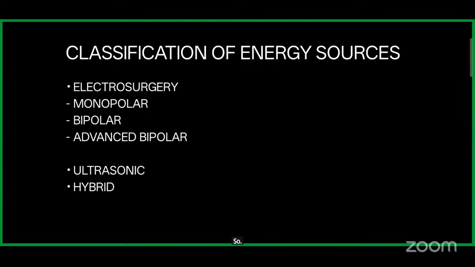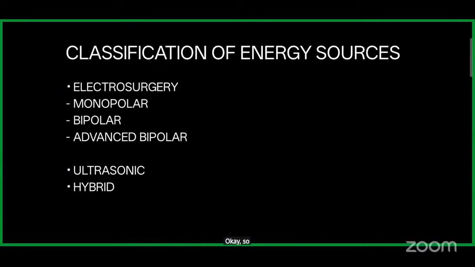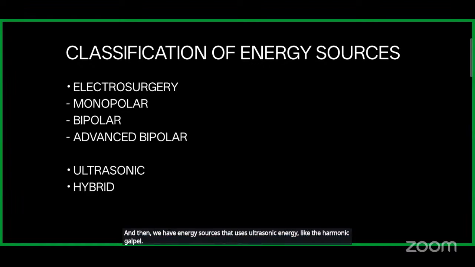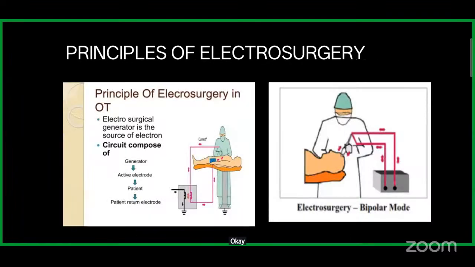Now you need to know the different types of energy sources and their advantages and disadvantages. We have energy sources that use electrical energy. They are called electrosurgical devices. Under this, we have monopolar, bipolar, and advanced bipolar. Then we have energy sources that use ultrasonic energy, like the harmonic scalpel. And then we have hybrid devices that use both electrical energy and ultrasonic energy.